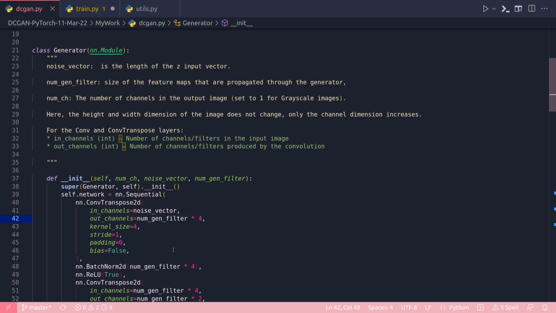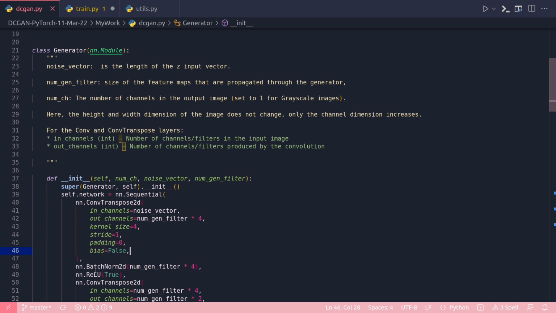Now remember, these out channels, or the number of filters, is a hyperparameter, so you are supposed to tune it to get the best results. You could actually change it according to your dataset, your architecture, etc. So I have taken this particular number here, num_gen_filter into 4. Kernel size I'm taking 4, stride 1, padding 0, and bias I'm taking false.